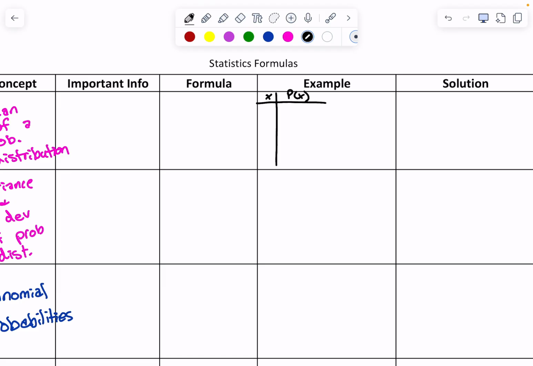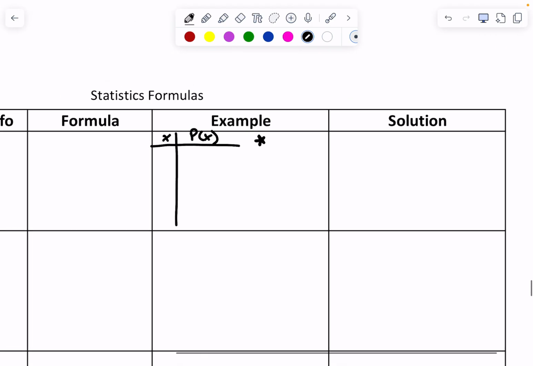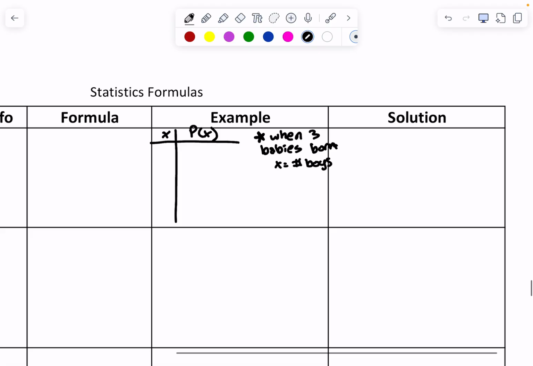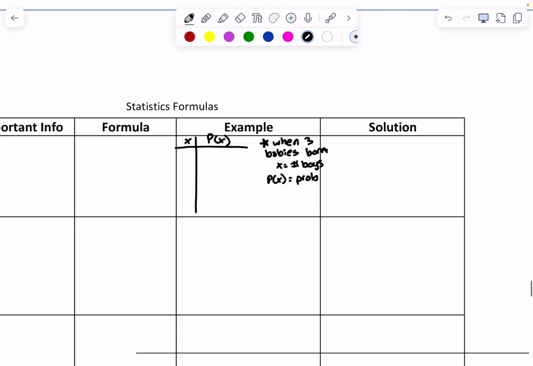X and P of X. Over here in my formula, I'm going to say when 3 babies are born, X equals the number of boys. P of X is the probability of that happening. We'll talk formula and important info here in a second, but I'm going to fill this table in. X is the number of boys.